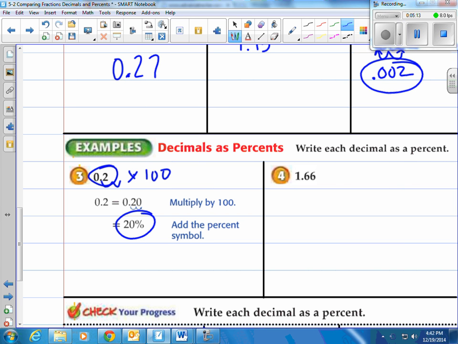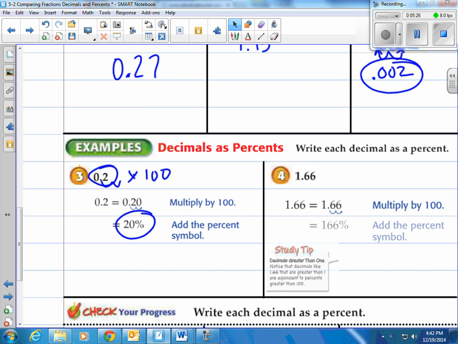Same thing here with the fourth example, 1.66. We're going to multiply by 100, which is really just moving the decimal to the right 2 spots, and that's 166. Remove the decimal from that spot there. It should be all the way on the right. And we add our percent symbol.